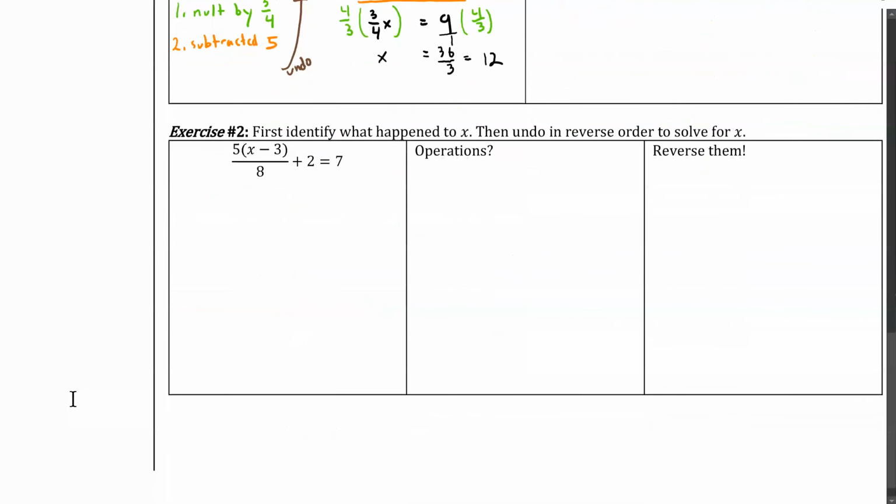Taking a look at exercise number 2, this is a more complicated problem, but it is a good one. So, if we follow order of operations, first we see a parentheses with the -3 inside the parentheses. So, the very first thing that the problem does is it subtracts 3.